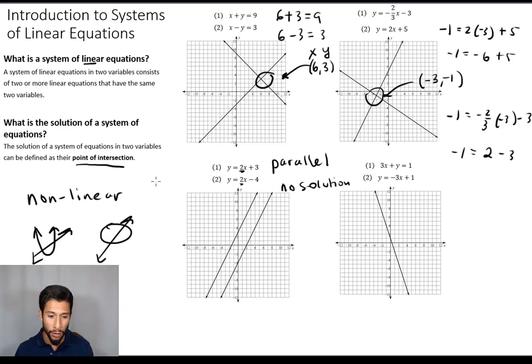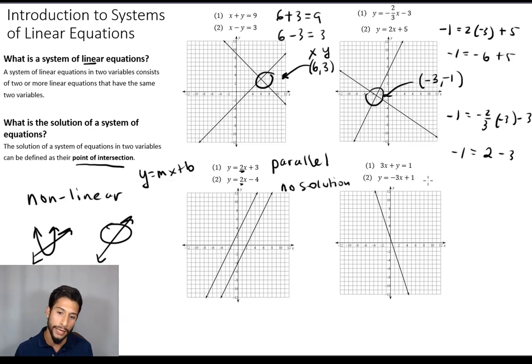If you're still confused about slope and y-intercept, y equals mx plus b, please refer to my other video on linear functions where I break this down in depth. So for this video, just a quick understanding that they're parallel with different y-intercepts, therefore they never intersect. No solution.